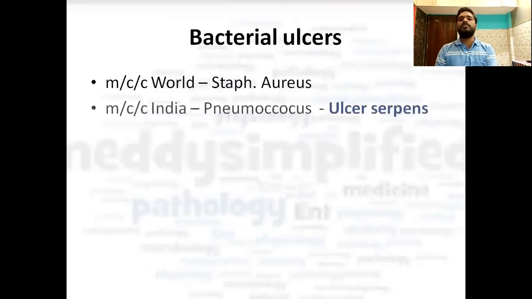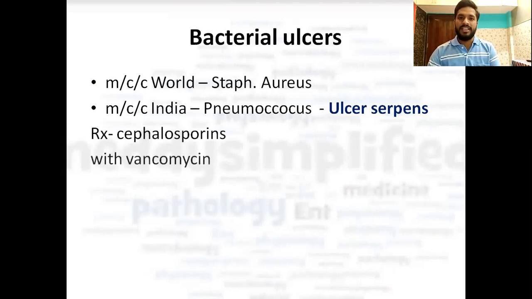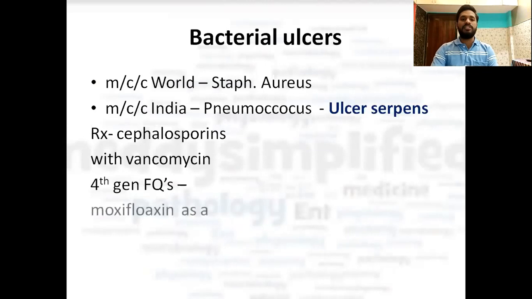Now talking about the bacterial ulcers. The most common cause of bacterial ulcer worldwide is Staph aureus, whereas the most common cause of bacterial ulcer in India is pneumococcus, and it shows a typical pattern called ulcer serpens, which I'll show you now. The treatment of bacterial corneal ulcer is cephalosporin with vancomycin. They are used in combination, or we can use fourth generation fluoroquinolones like moxifloxacin as a monotherapy.